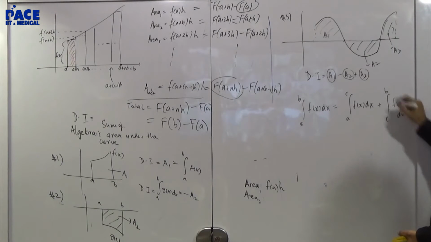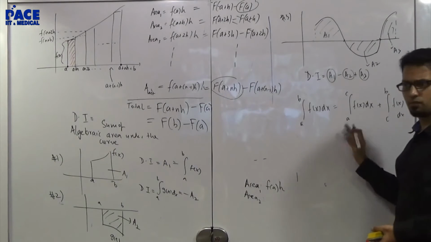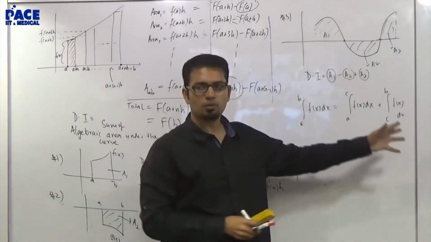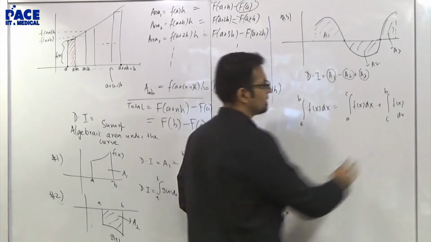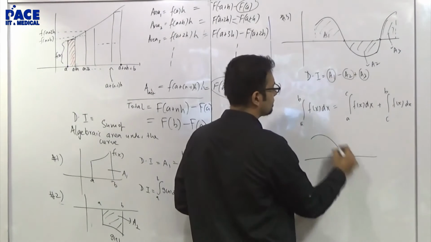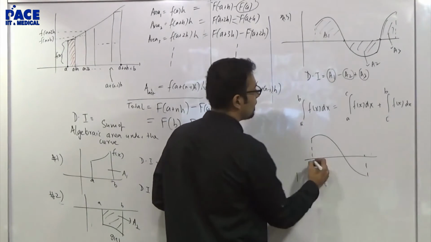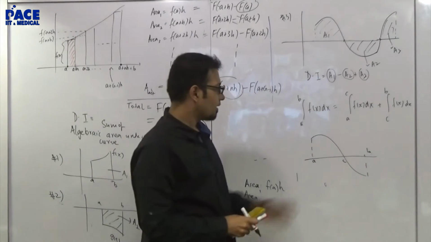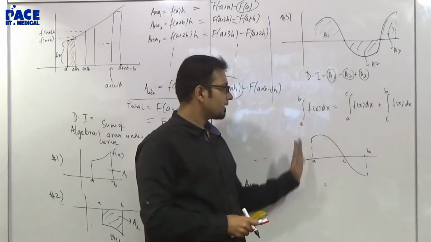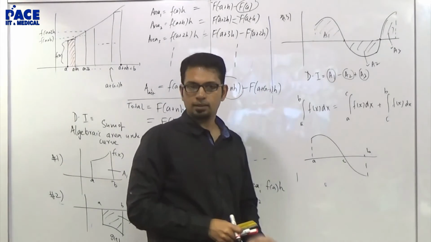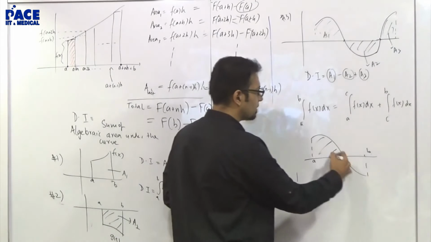Okay, this is something we'll do later on, but do you know this property from physics? Have you ever done this in physics? It's like this. If you have A here, B here, and C here, then integral from A to B is basically integral from A to C and then integral from C to B. It will be this portion plus this portion.